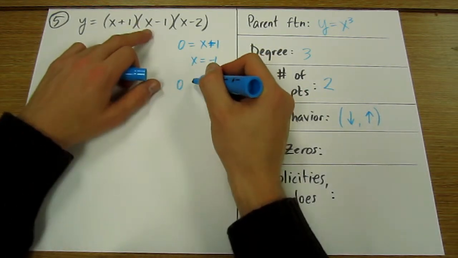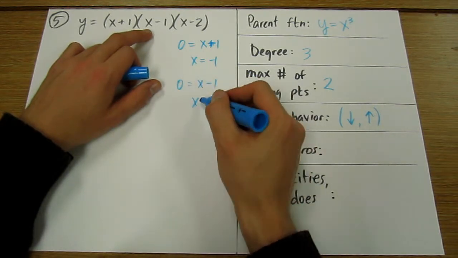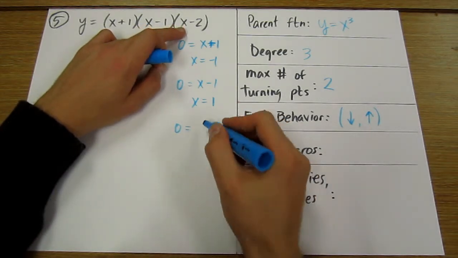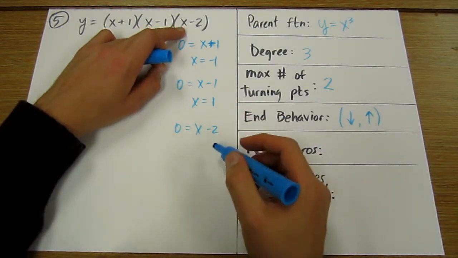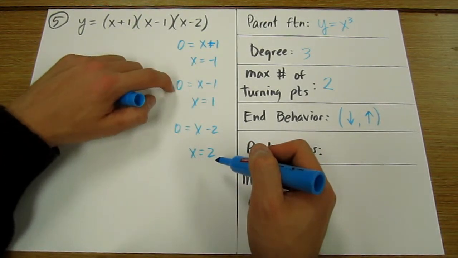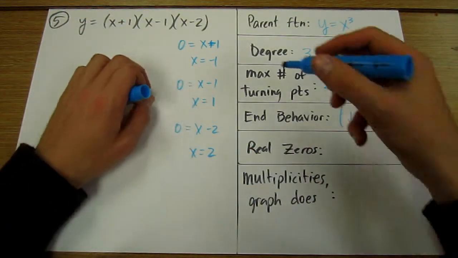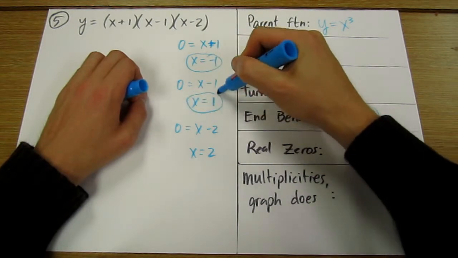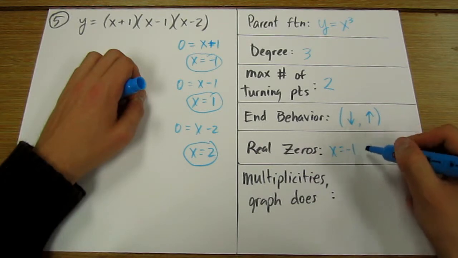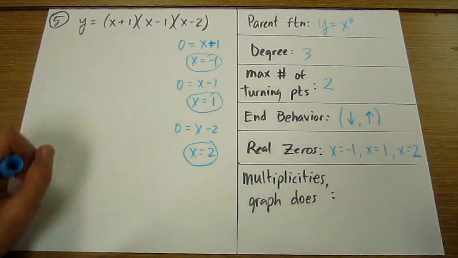If we set the second factor, x minus 1, equal to 0, we add 1 to both sides, and x will equal 1. If we set that third factor equal to 0, so x minus 2, add 2 to both sides, x equals 2. 2 minus 2 is 0, 1 minus 1 is 0, negative 1 plus 1 is 0. So our real zeros here, we have 3 of them. So that's what we write here in our real zeros box: x equals negative 1, x equals 1, and x equals 2.